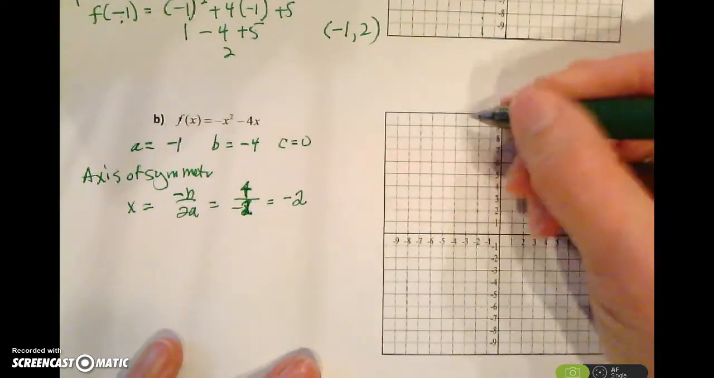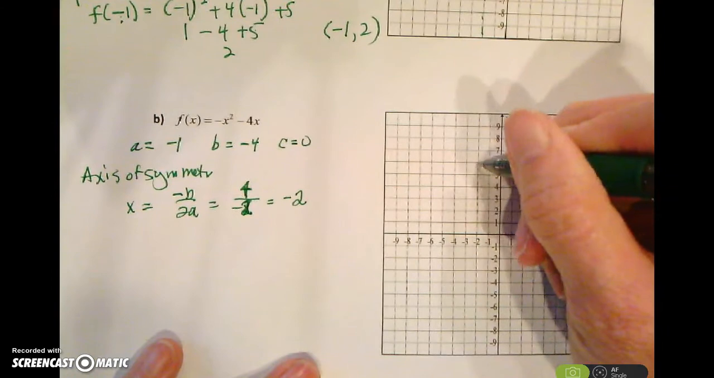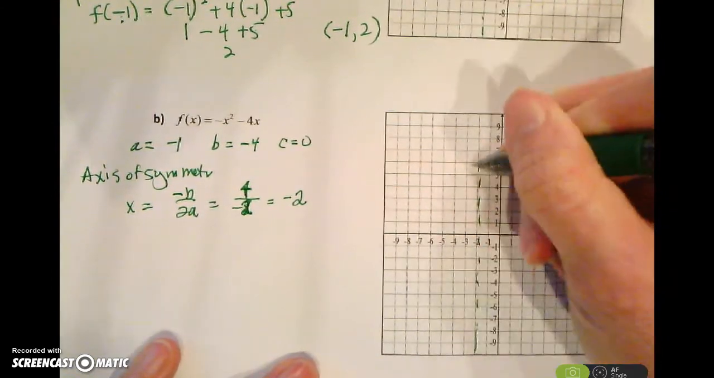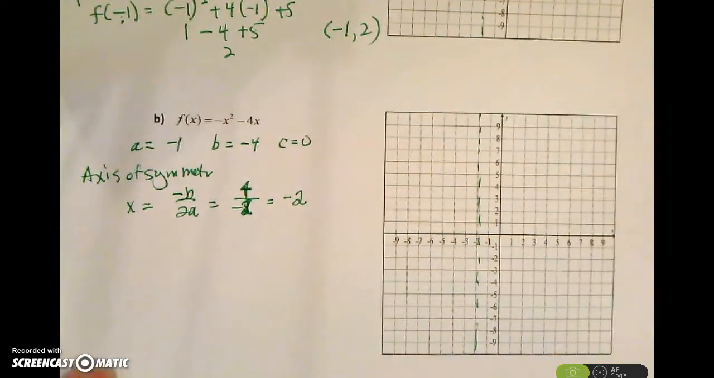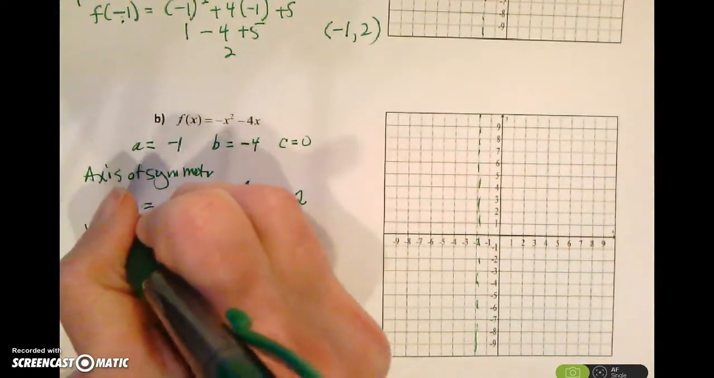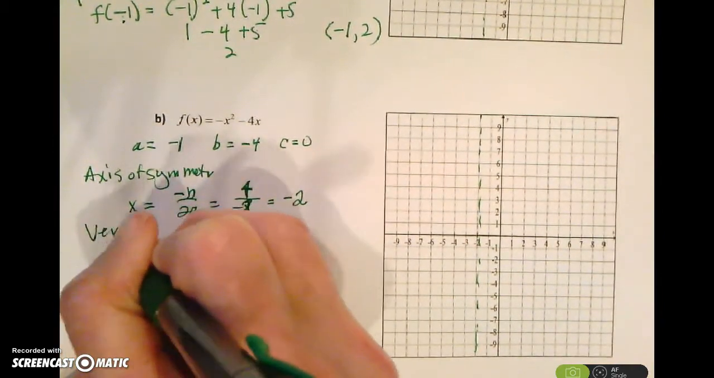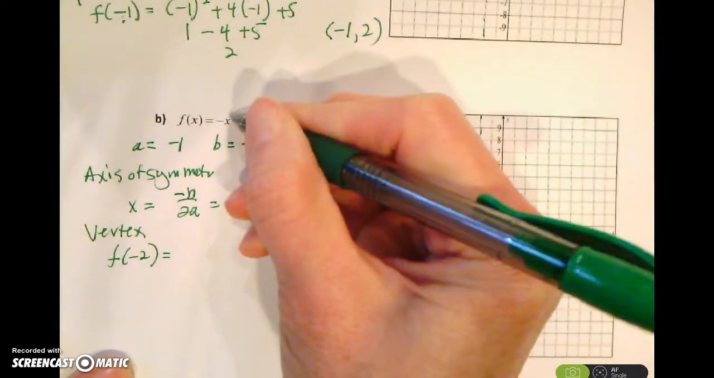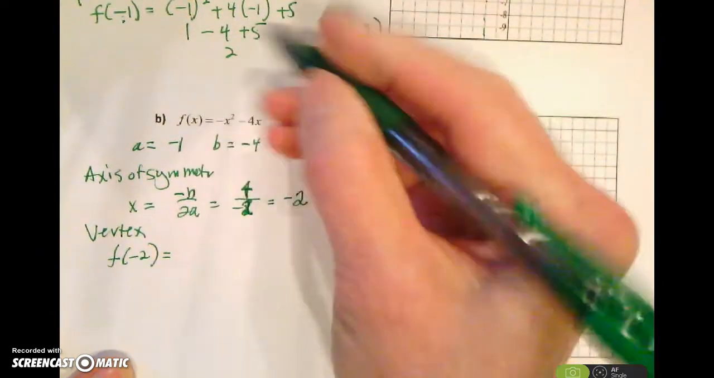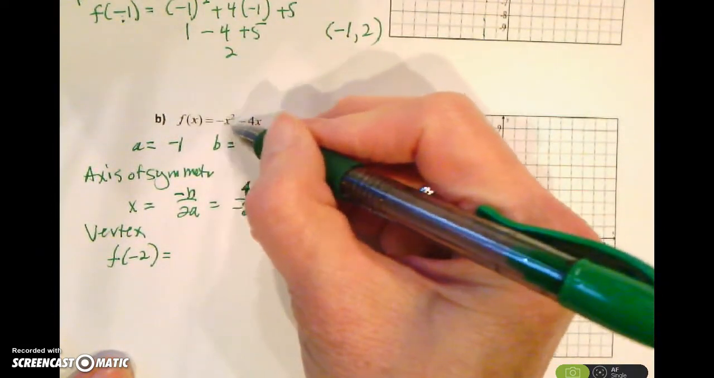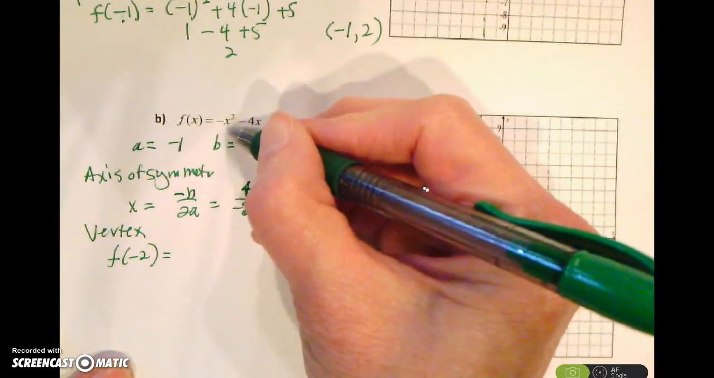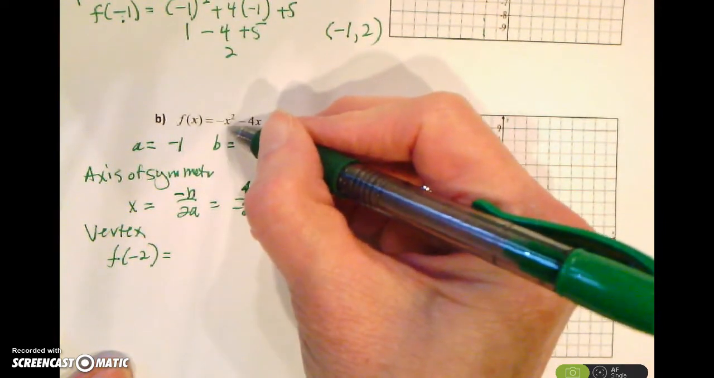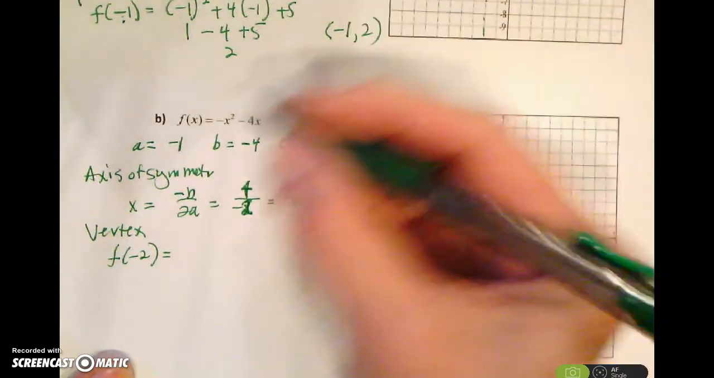So let's just sketch that in. Again, negative 2, which is right here. So we'll just kind of sketch it. And then to find the vertex, we'll do f of negative 2. We'll plug that in here. So careful. Remember, the negative is separate from the x squared, and we're going to need to square first and then multiply by that negative 1.